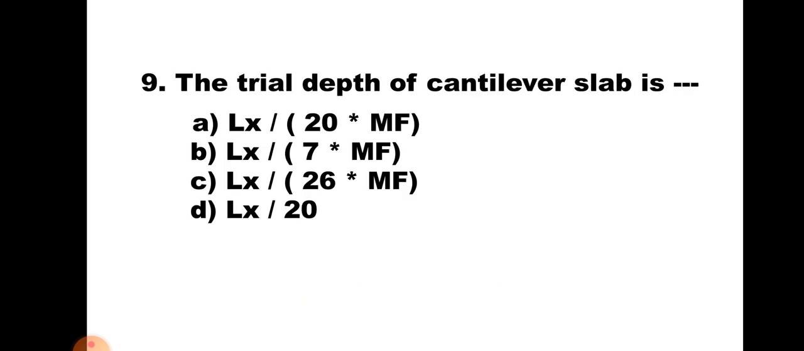Question number 9. The trial depth of a cantilever slab is: A. Lx upon 20 times modification factor, B. Lx upon 7 times modification factor, C. Lx upon 26 times modification factor, and D. Lx upon 20. Now, basic L by D ratio for cantilever is 7. Hence, the trial depth is calculated as B, Lx upon 7 times modification factor.